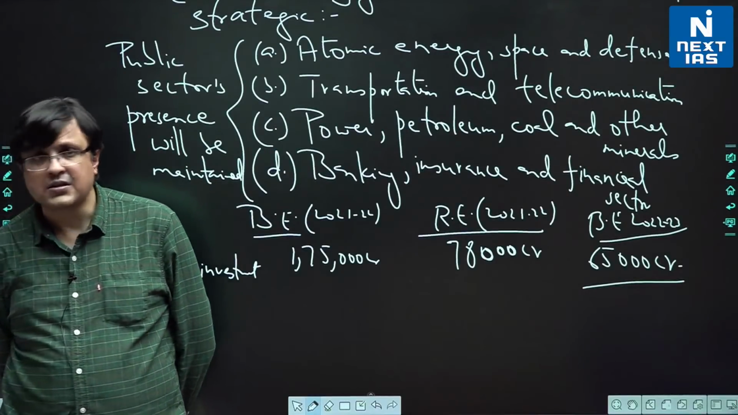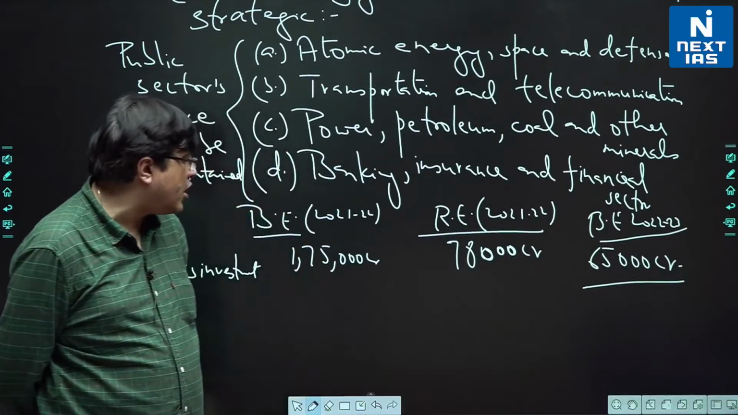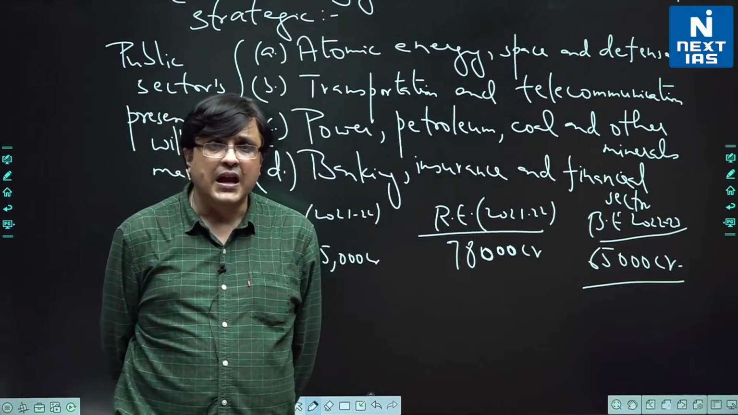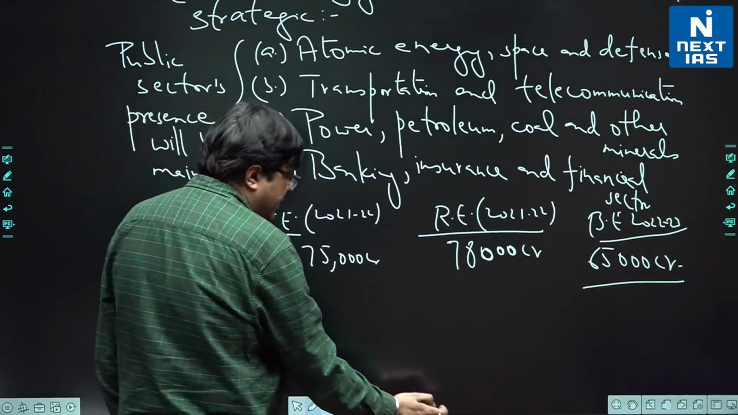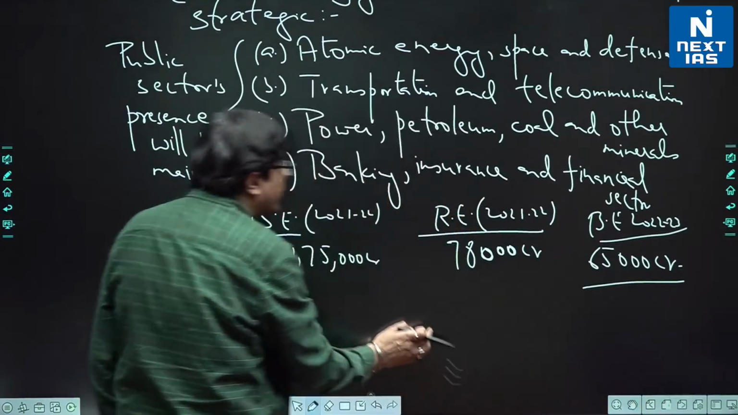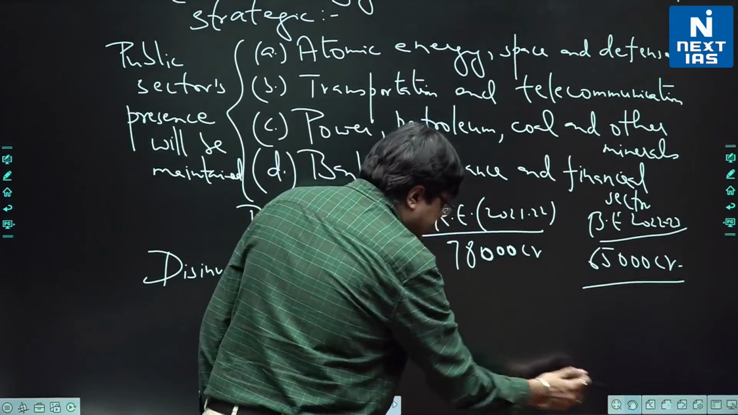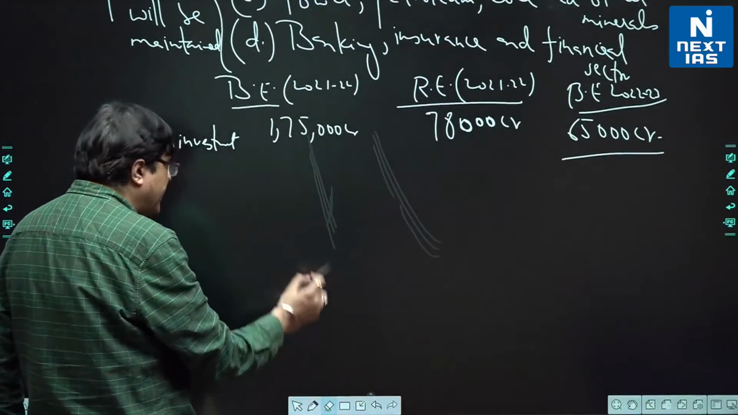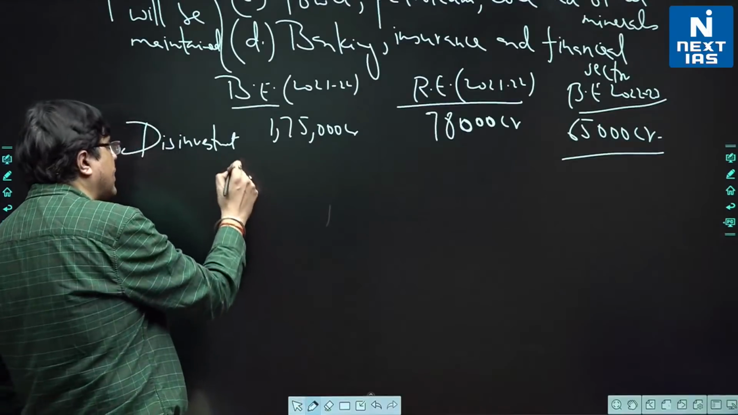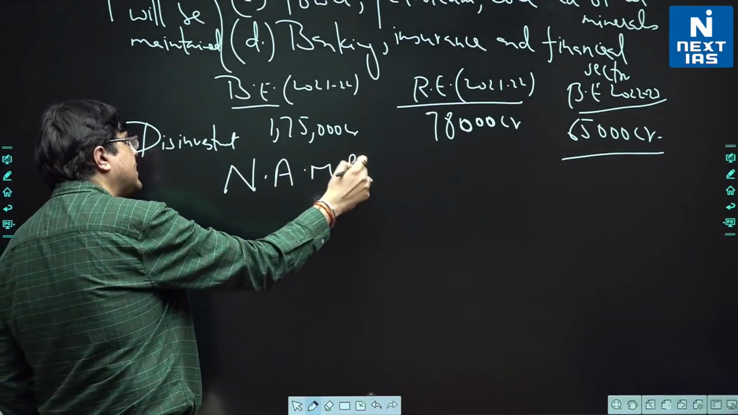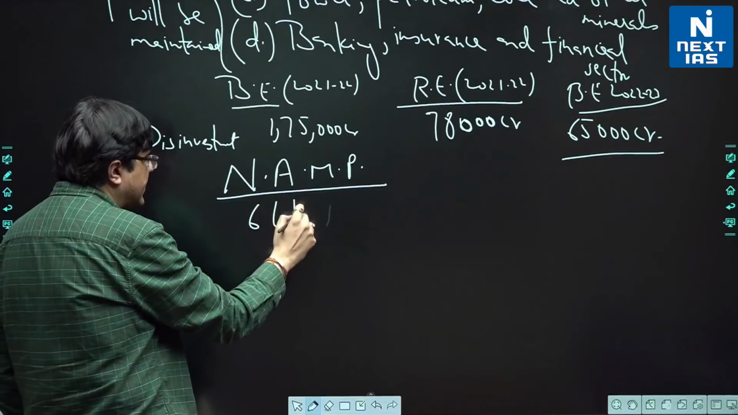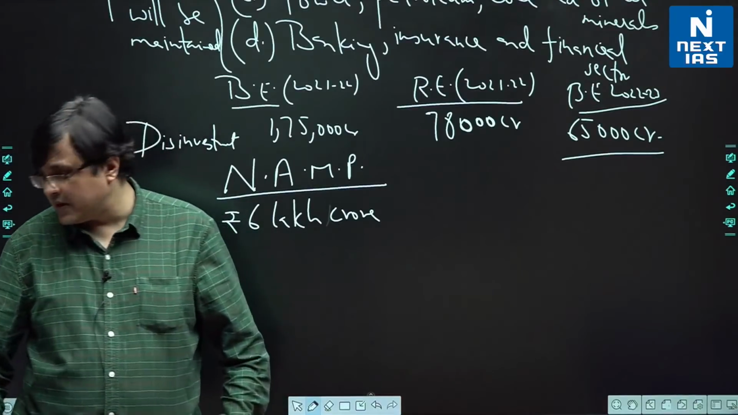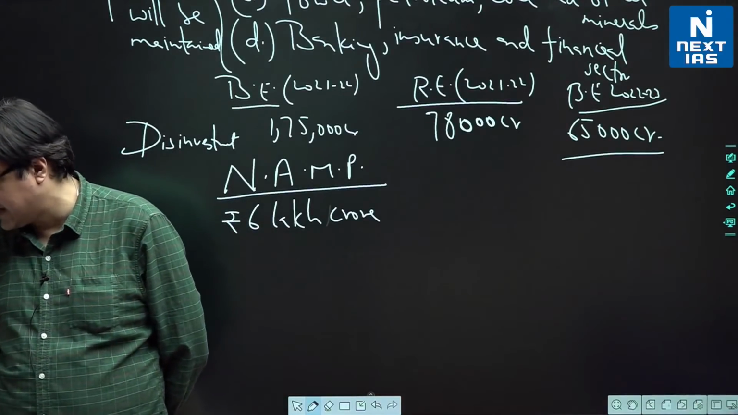Then of course, keep in mind that the national asset monetization pipeline is proposed, and under this pipeline, the government says that they will be targeting assets worth 6 lakh crore. And again, from the prelims point of view, please keep it in mind, the survey has identified the sectors.